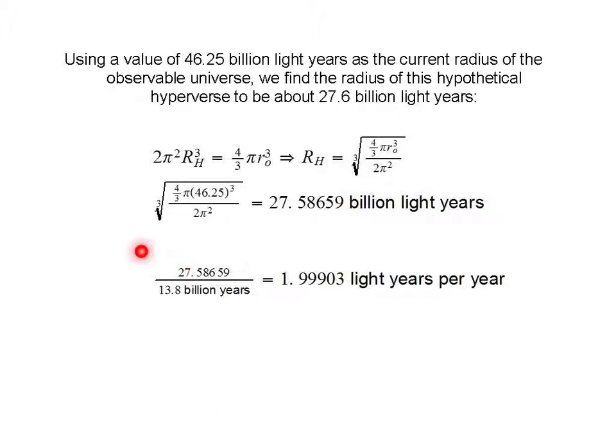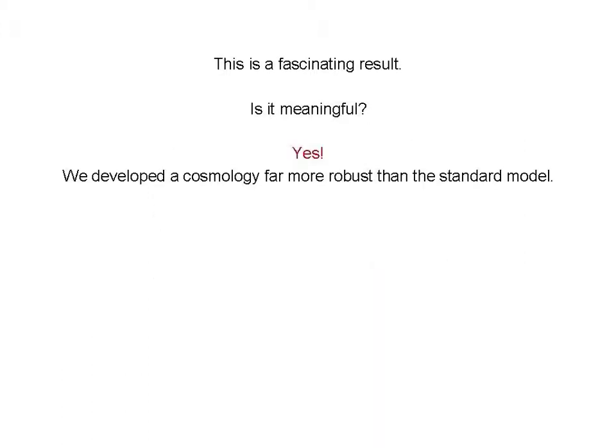We take that radius and divide it by the age of the universe, and we get 1.99 light years per year as the expansion rate of this hypothetical hyperverse. And that's twice the speed of light, or 2c. A 2c expansion rate is a fascinating result. Is it meaningful? We say yes. We developed a cosmology far more robust than the standard model.